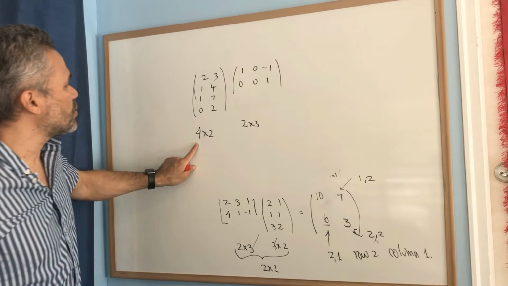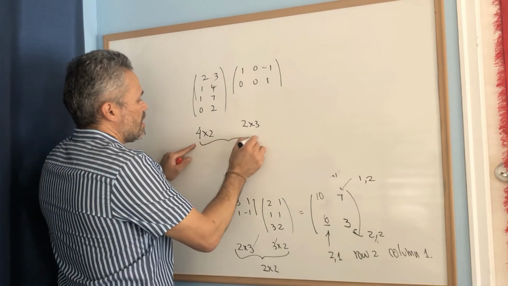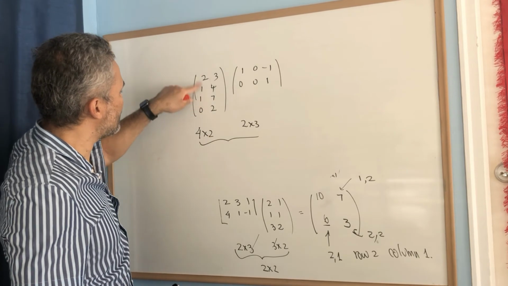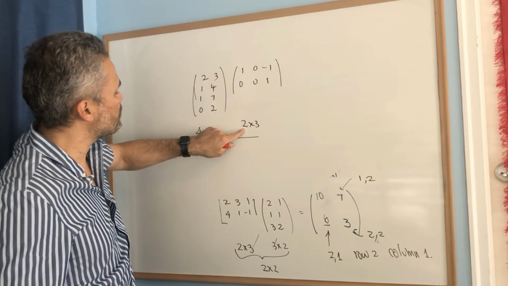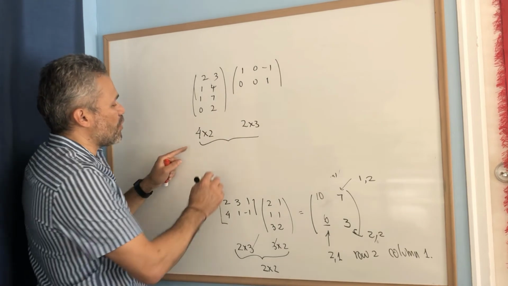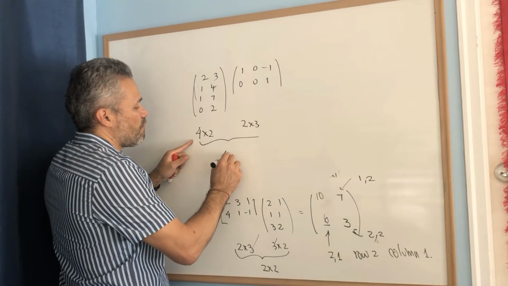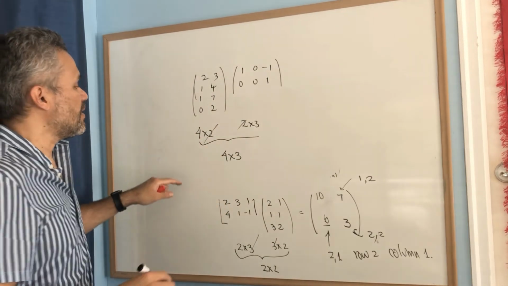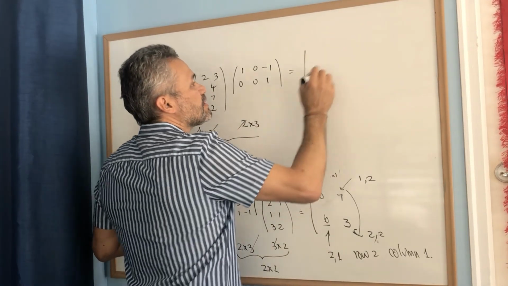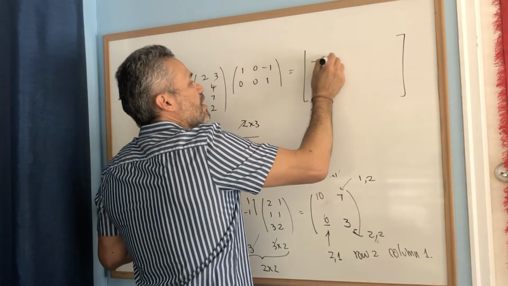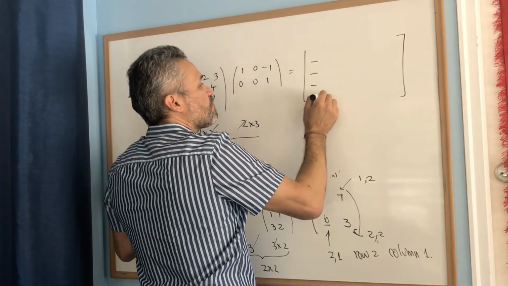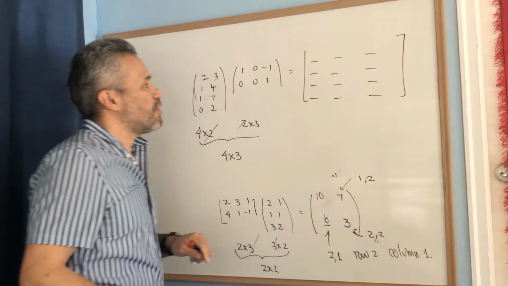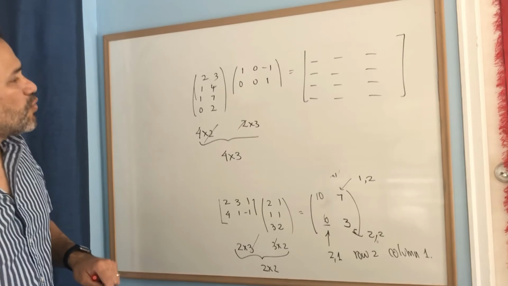This product can be done because the number of columns of the first matrix agrees with the number of rows of the second matrix, and the product will be a matrix of dimension 4 by 3. It's like if you cancel these two here. Then we have a 4 by 3 matrix. That means that we have 1, 2, 3, 4, and then we have to find 12 numbers.